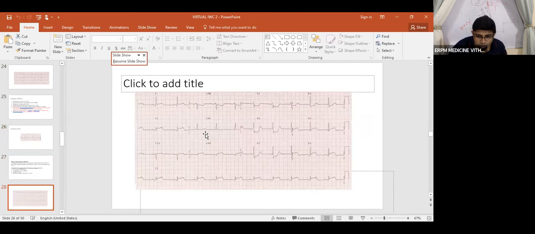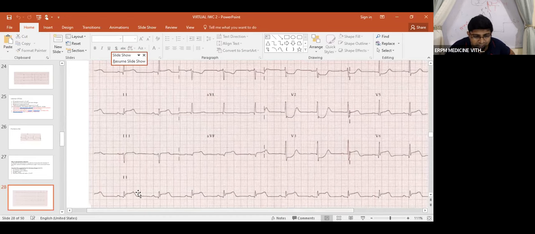Understood? So this patient develops a posterior AMI. Is he having an inferior STEMI also? Yes. Look at lead 2. Look at lead 3, mildly elevated. Look at aVF, elevated. So this patient has an inferior MI with a posterior extension. Clear?